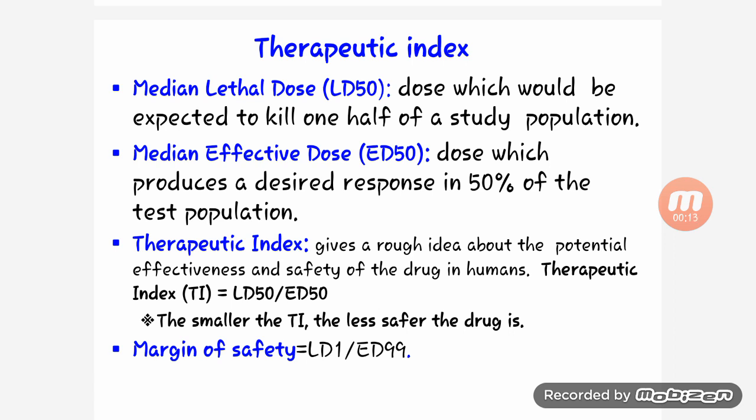Median lethal dose, or LD50, is the dose which would be expected to kill one half of a studied population. Then median effective dose, or ED50, is the dose which produces a desired response in 50% of the test population. Then the therapeutic index gives a rough idea about the potential effectiveness and safety of the drug in humans. So it is LD50 upon ED50, TI meaning therapeutic index.